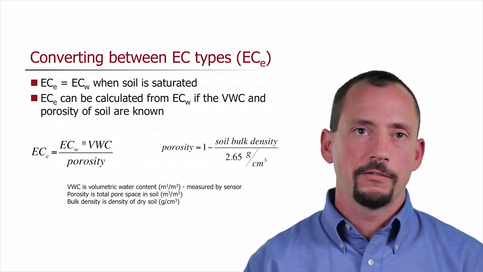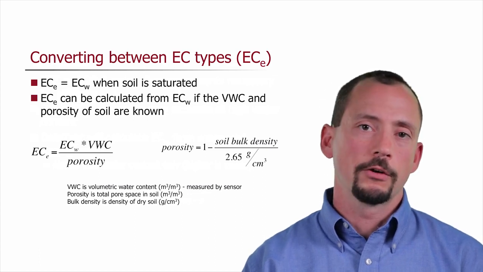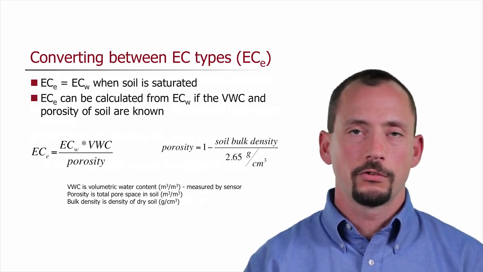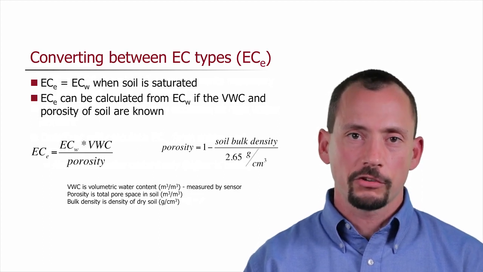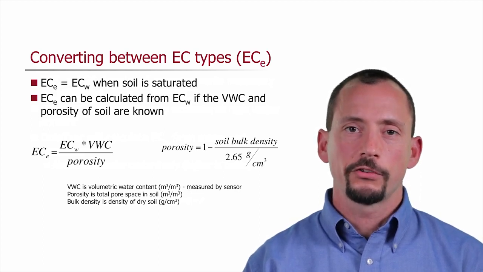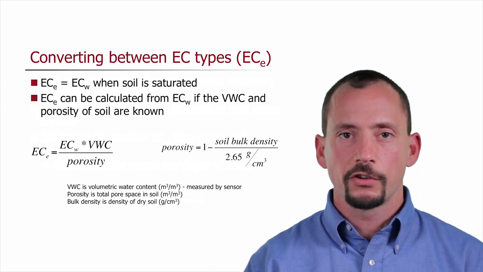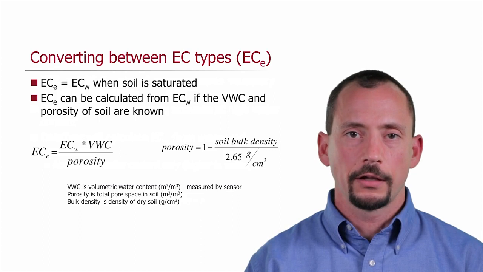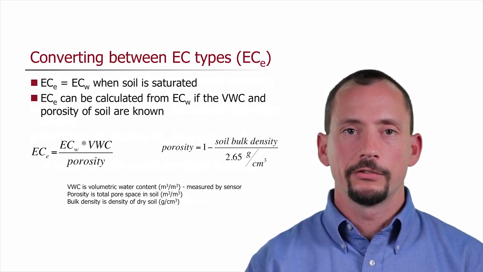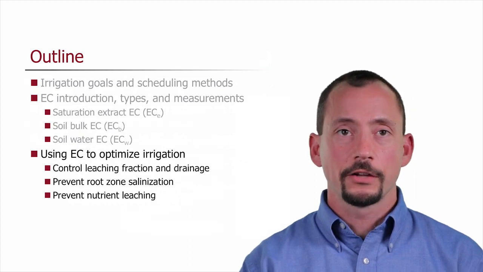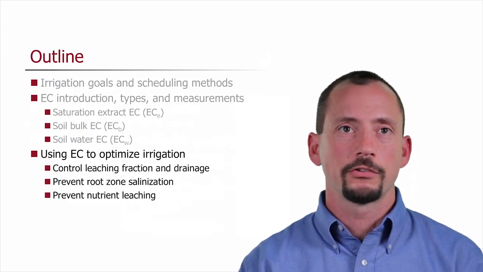If we know that porosity value and we have a volumetric water content value from our soil moisture sensor, then we can use some very simple relationships to get back to the saturation extract EC, which of course tells us about the total salinity of the soil. And our DataTrack software will also make this calculation for you automatically if this is the parameter that you're interested in knowing. So now let's talk about using electrical conductivity to optimize irrigation.